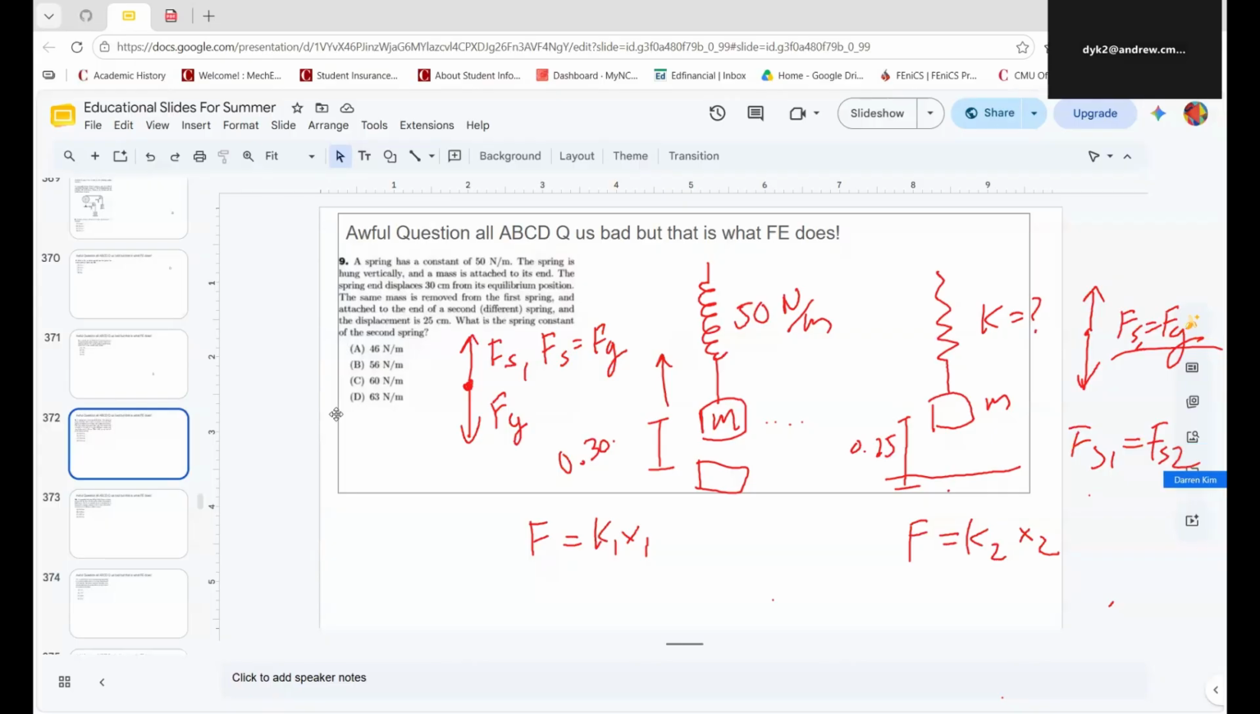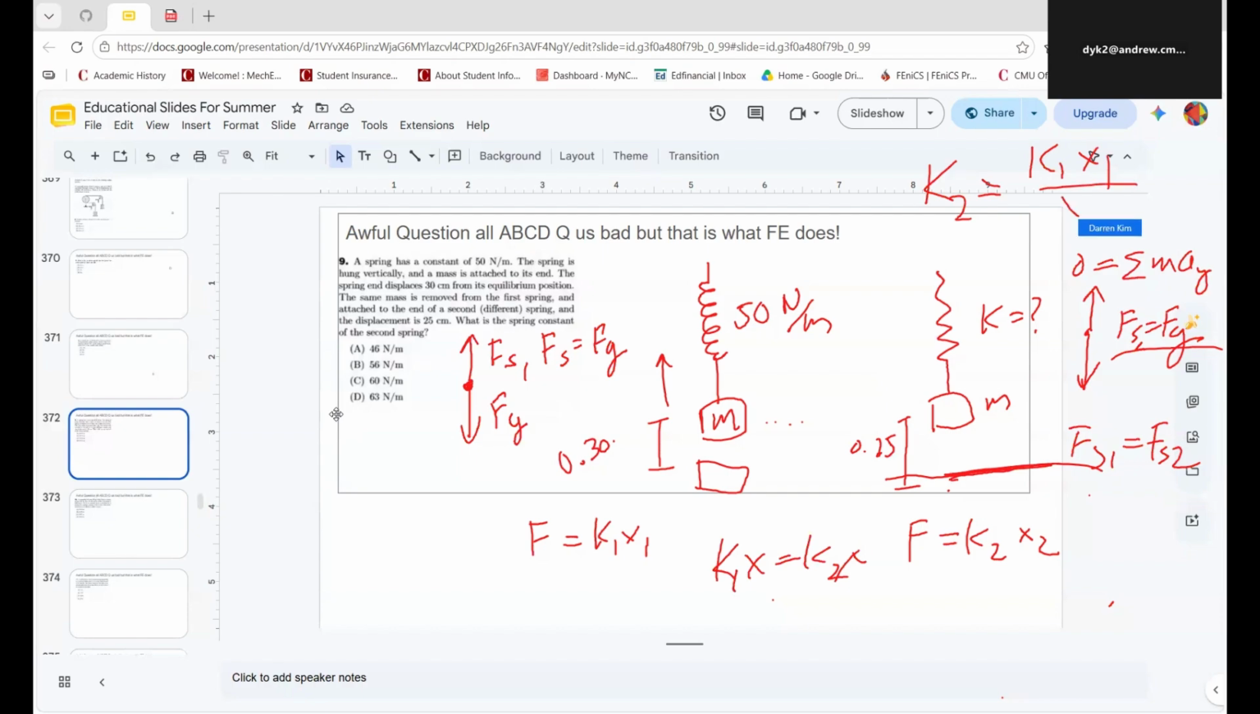And this is a summation of Fy equals 0, basically. So K1x1 must equal K2x2. So K2 must equal K1x1 divided by x2. And that means K2 equals 50 multiplied by 0.3 divided by 0.25, which equals about 60. So K equals 60 is what you should get.